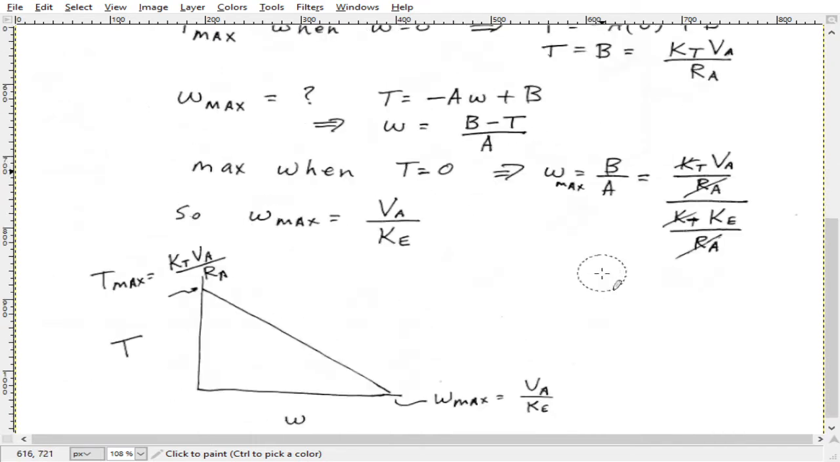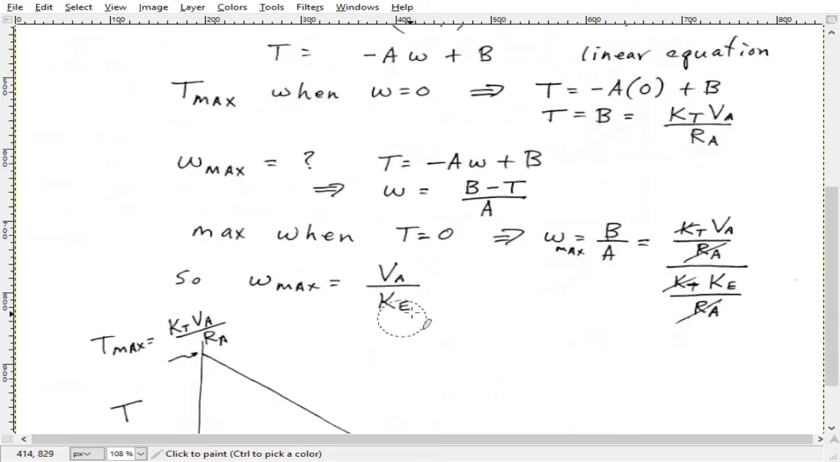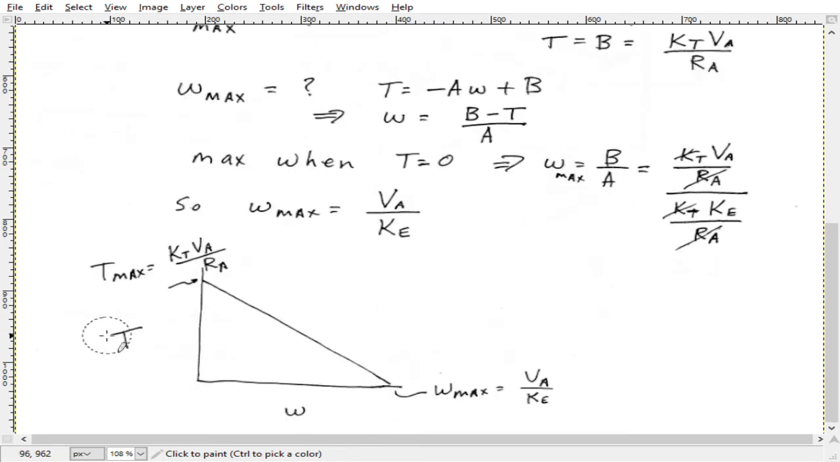Now, if I plug in from B up here, this is B, this is B, and this is A. If we plug that into here, then what we end up with is the maximum speed equals the applied voltage, which is the voltage right here, divided by the electrical constant. So if we draw this curve, torque versus speed, then when the speed is 0, we have the maximum torque, which is KT VA over RA, and whenever the speed is maximum, we have 0 torque, but we have maximum speed of VA over the electrical constant.